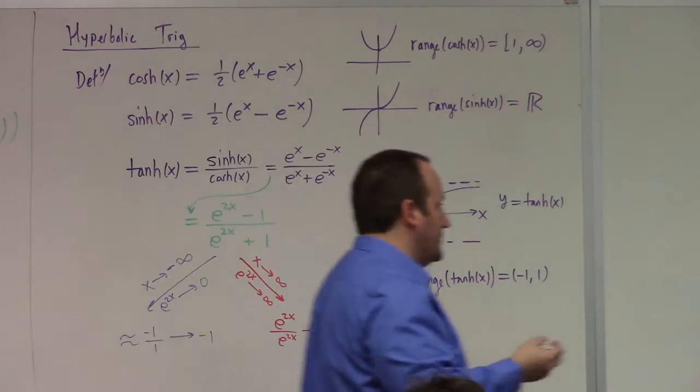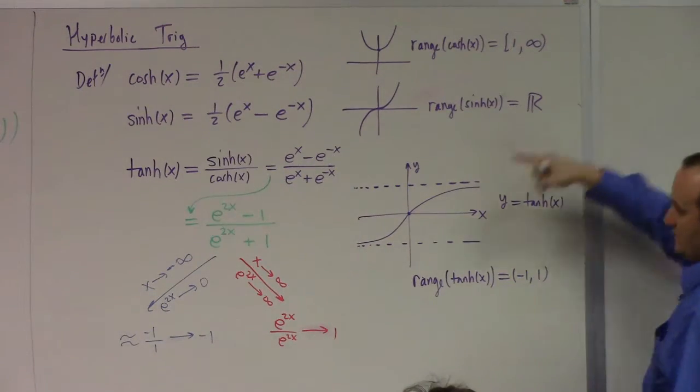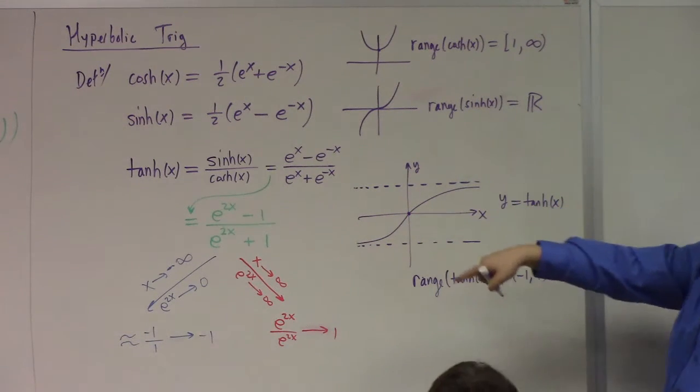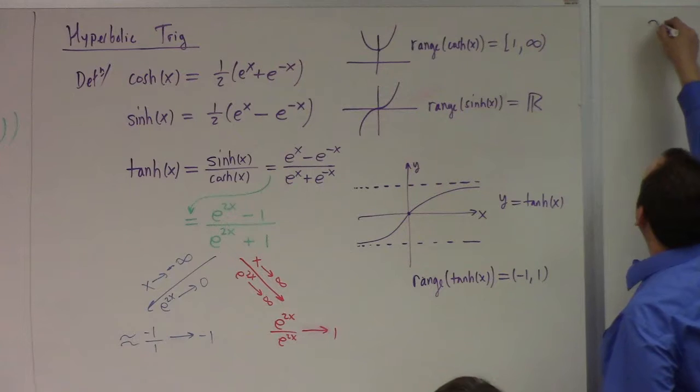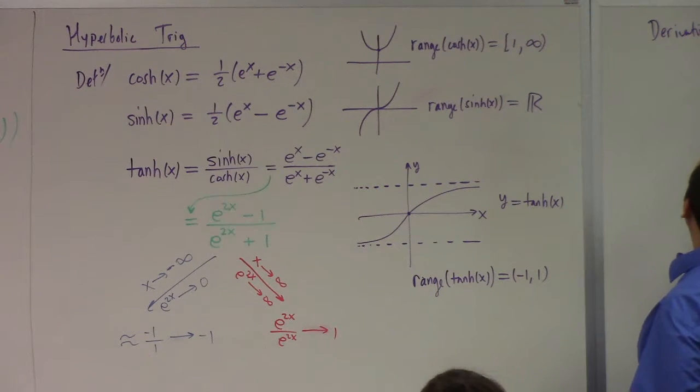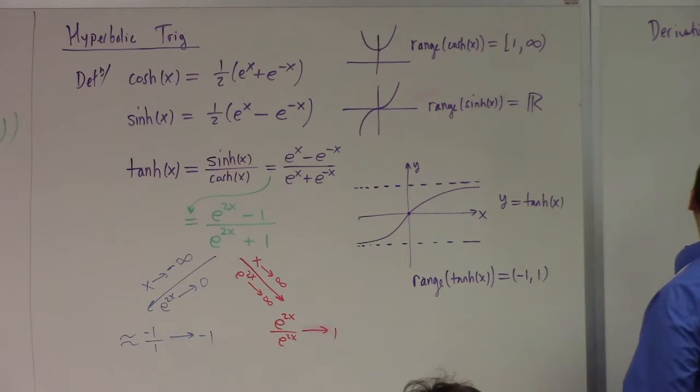Okay, so to figure out what the slope of the hyperbolic tangent is at 0, the natural thing to do would be to calculate its derivative. Let's do that. So let's look at derivatives of tanh and hyperbolic secant of x.